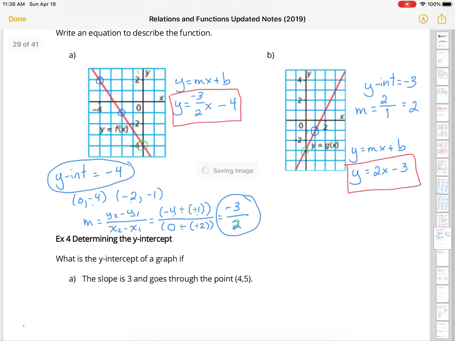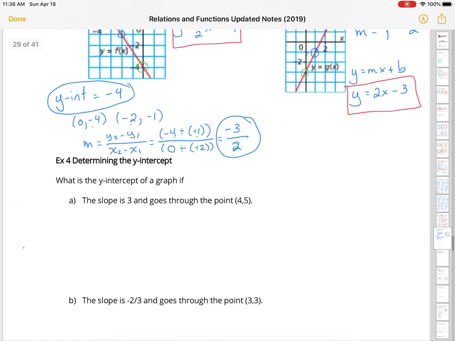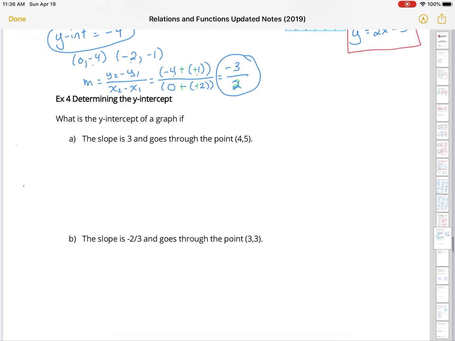Now, sometimes we are given information and we are asked to find a different piece of information. So here we're looking at determining the y-intercept. It wants to know, what is the y-intercept of a graph if the slope is 3, so m is 3, and it goes through a point (4, 5).